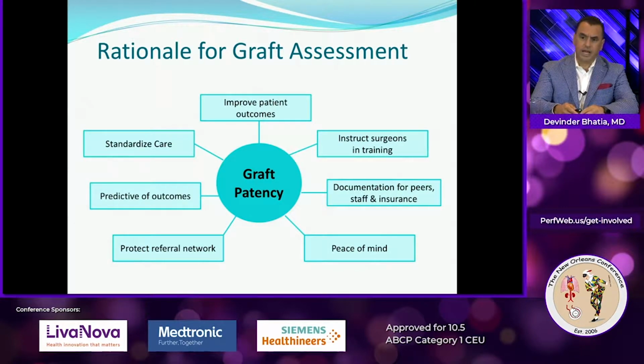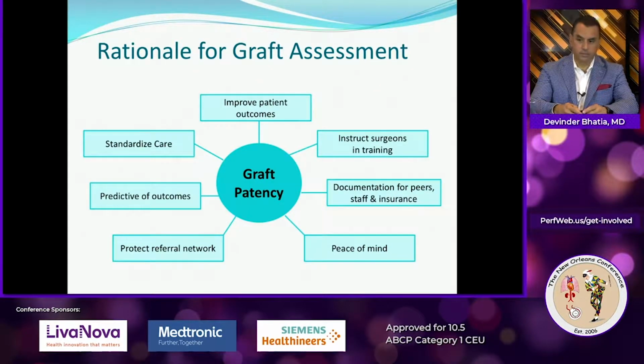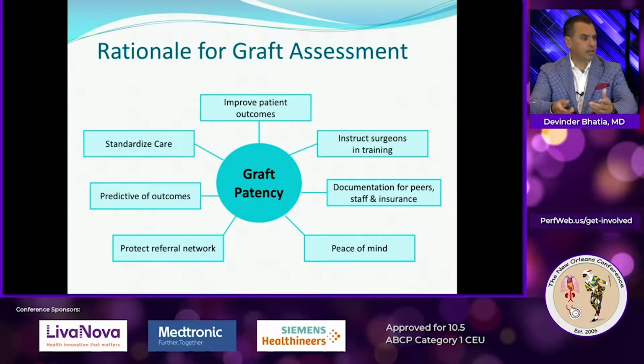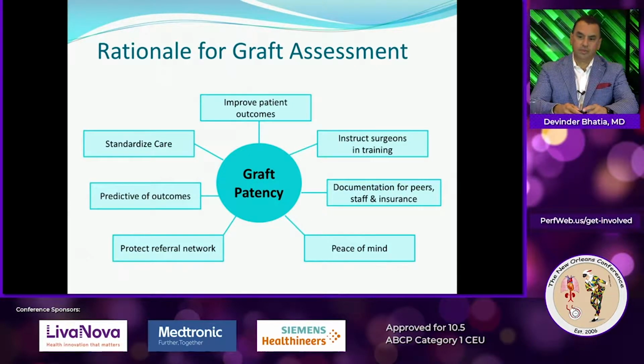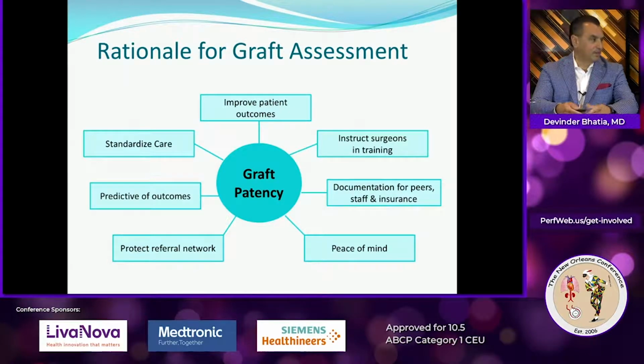Also, it's good for documentation for your peers, especially cardiologists, when we do know that grafts go down despite ideal situations, and at least we are able to have these wonderful waveform graphs on the patient's chart, and they can see, and we'll talk a little bit about the flows and how to interpret a good flow tracing. It protects your referral networks because, if you do good work, obviously that's how you get referrals, and not only from your cardiologist, but patients go out and talk to other patients.